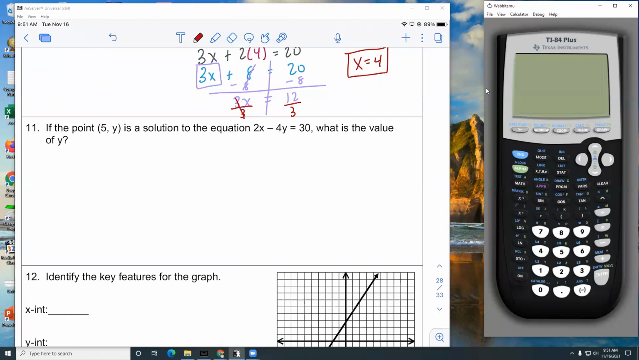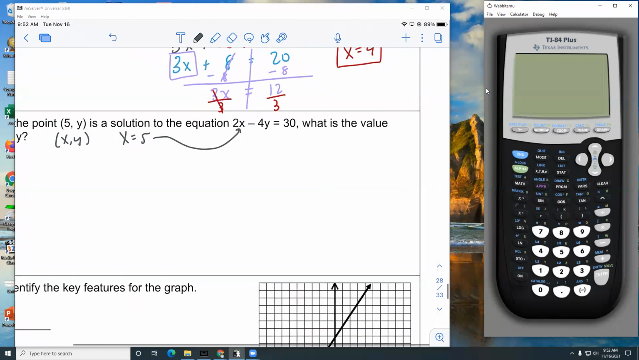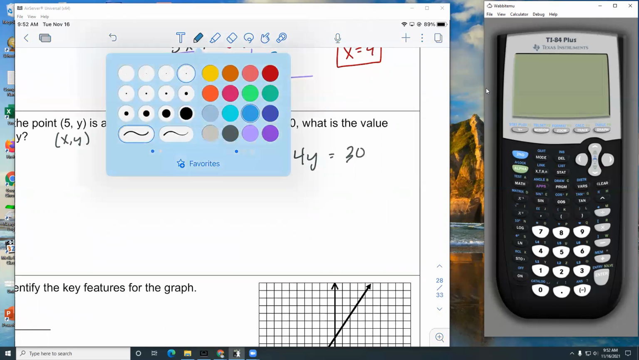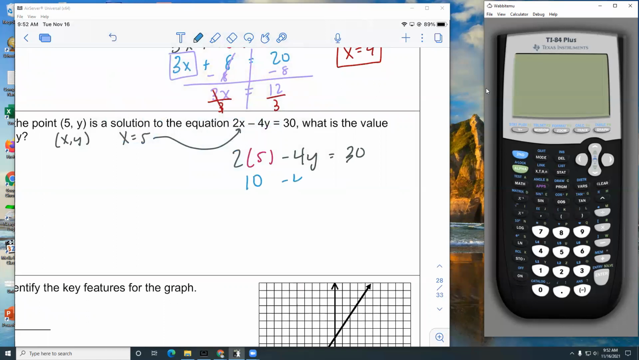Same idea for number 11. If the point (5, y) is a solution to the equation 2x minus 4y equals 30, what is the value of y? Again, guys, my point is x comma y. They tell me that x equals 5. I'm going to plug in 5 for x, and I'm going to use my don't call me after midnight rules to solve for y. So this is going to be 2 times 5, minus 4y equals 30. 2 times 5 gives me 10. And then I solve my minus 4y equals 30.